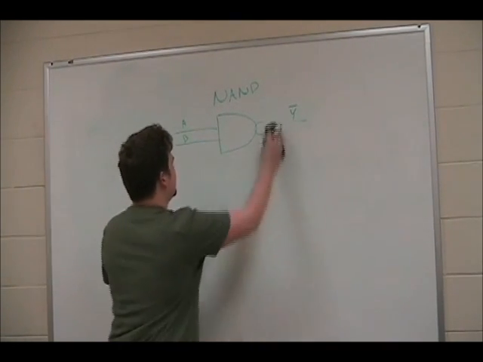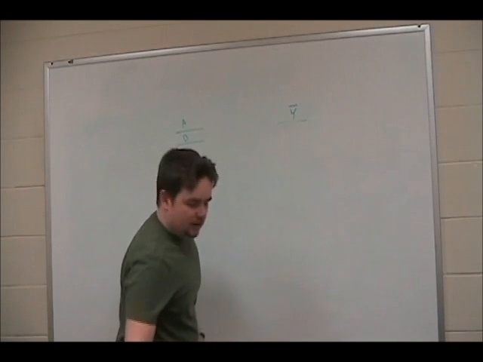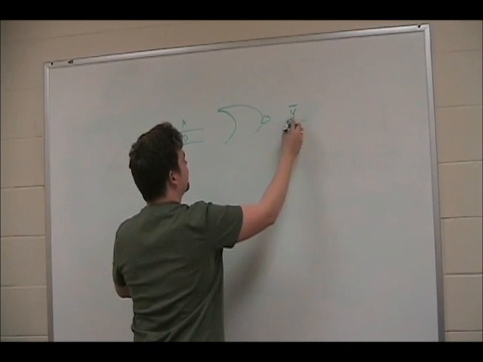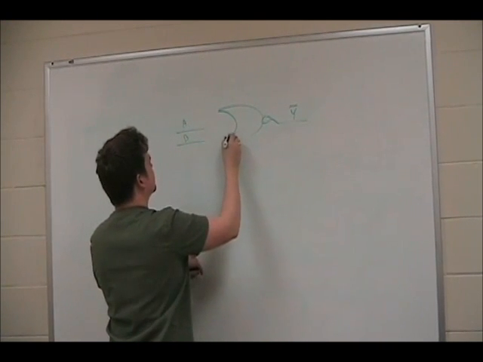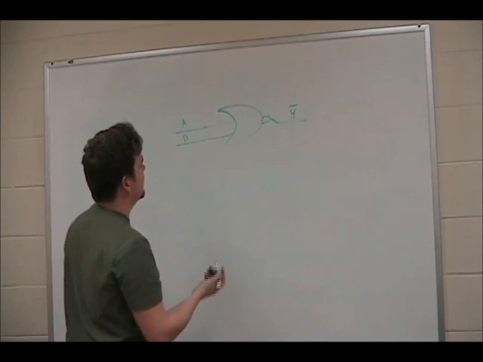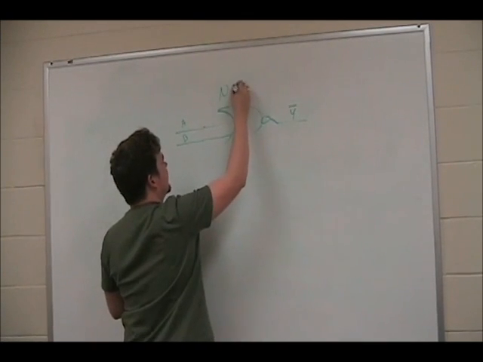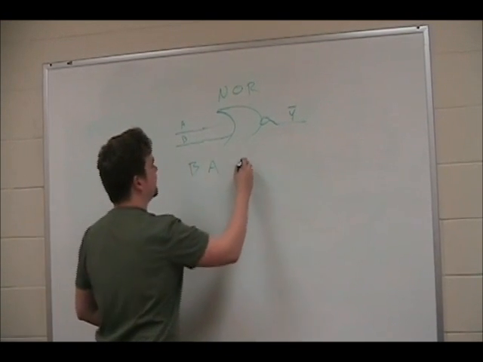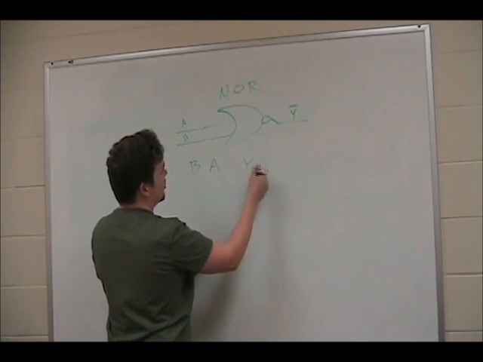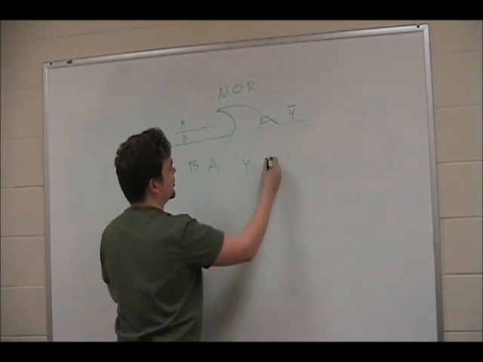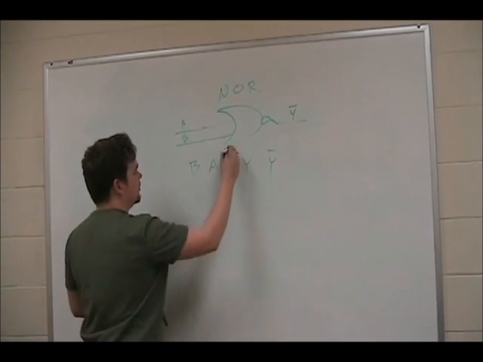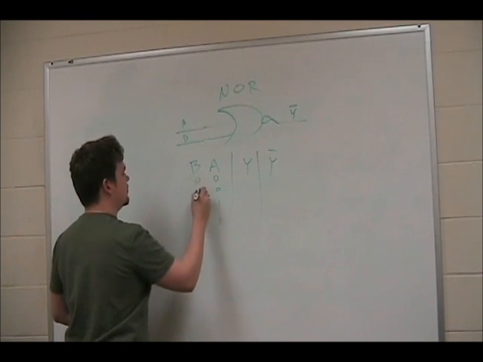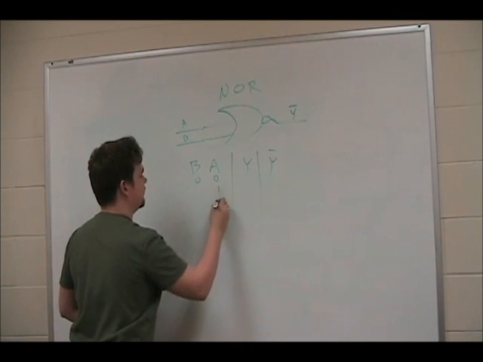So let's do the same thing with an OR gate. I have an OR gate, it's pointier. So now with an inverter on the end, it's a NOR gate, for not OR. A, B, Y. Remember, I'm using Y here as an example to say what it would be without the inversion, and then Y inverted.